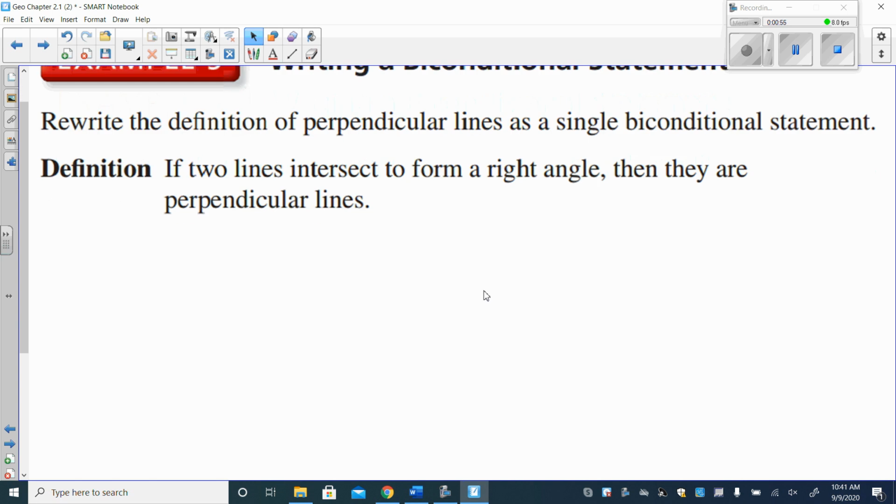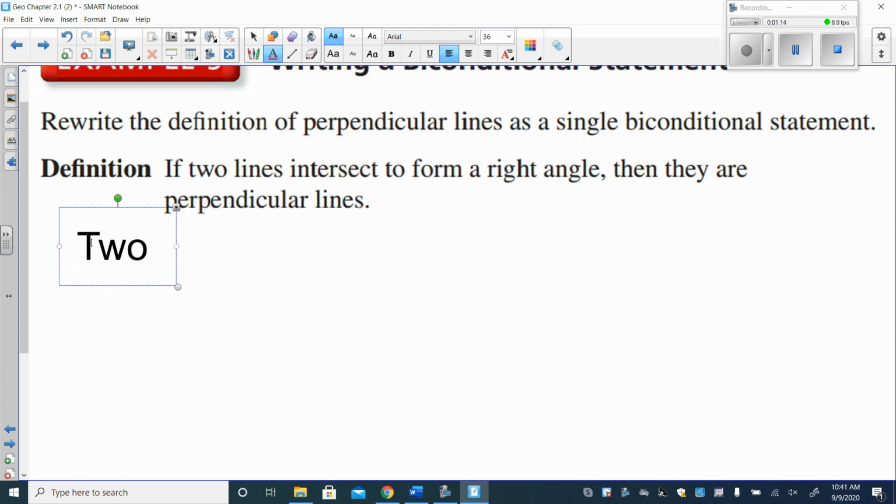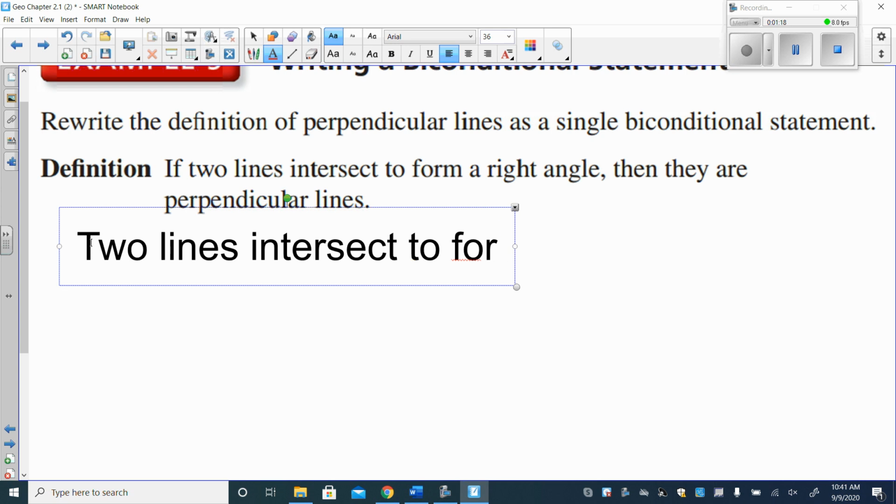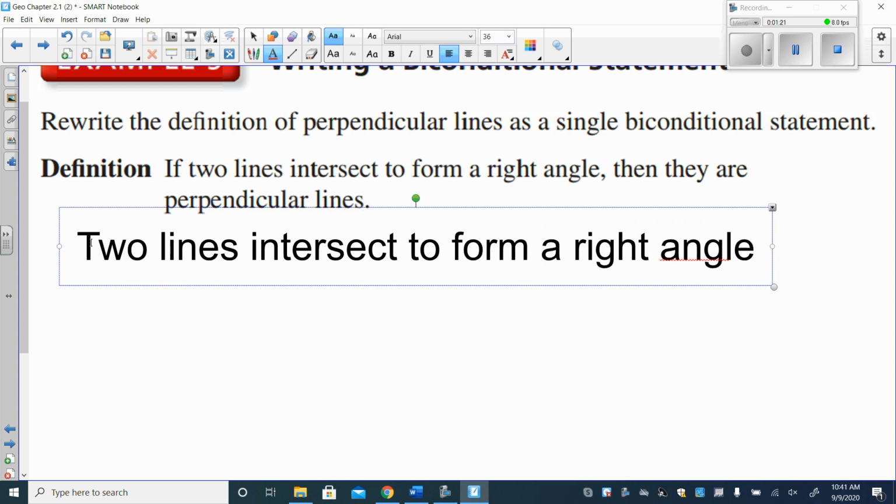So first off, we're going to start writing some phrases. Here they gave us the definition. If two lines intersect to form a right angle, then they are perpendicular lines. This is true both ways. So no matter how we write it, it's going to be true. So what we can do is rewrite it as a biconditional statement. So we'll have two lines intersect to form a right angle. So we took out the if and then.